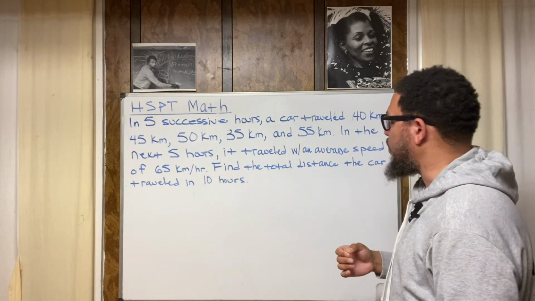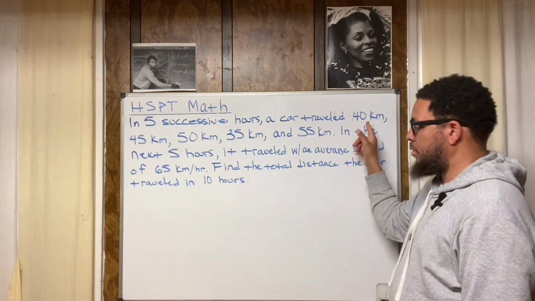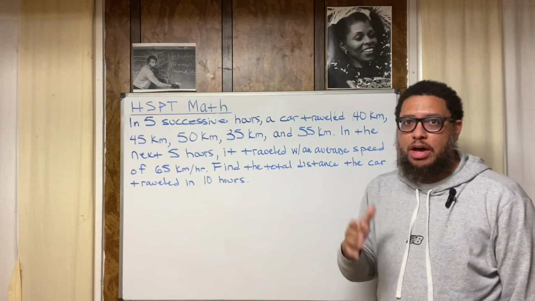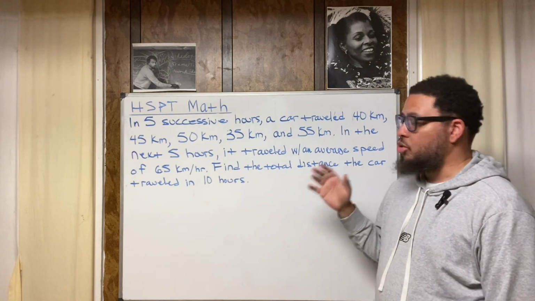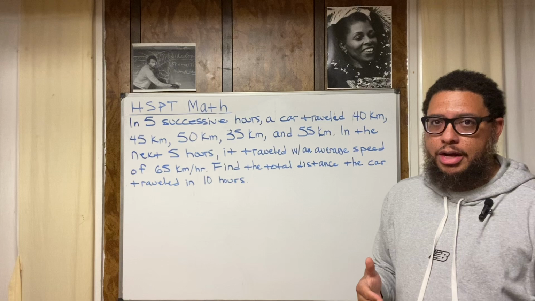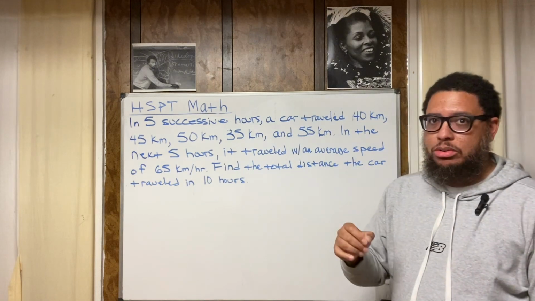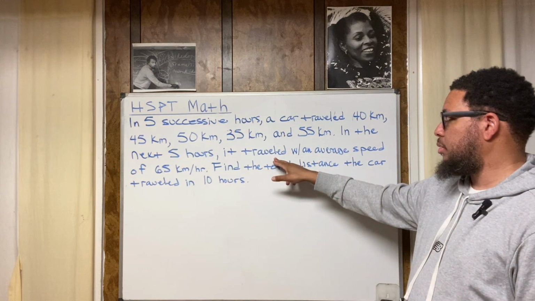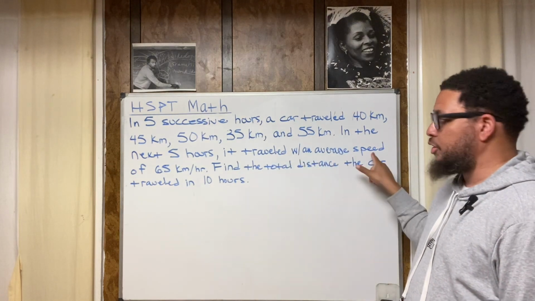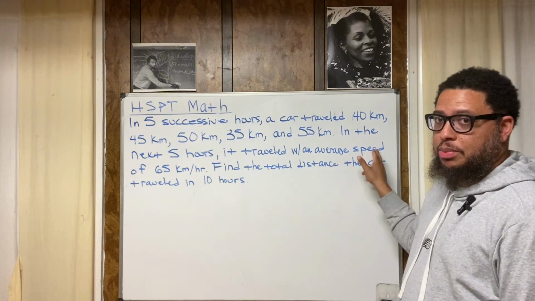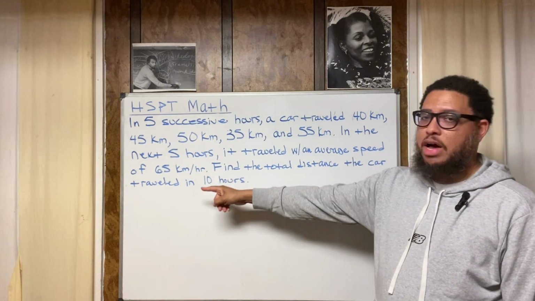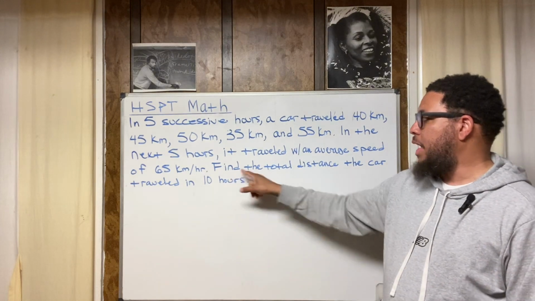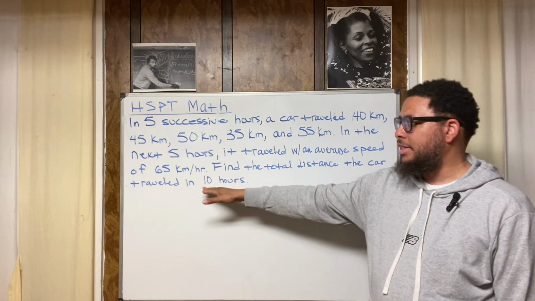In 5 successive hours, a car traveled 40 kilometers, 45 kilometers, 50 kilometers, 35 kilometers, and 55 kilometers. So also keep in mind that the units being used are metric units, right? We're not using the British system, not miles, but kilometers, all right? In the next 5 hours, the same car traveled with an average speed, that's an important term, average speed of 65 kilometers per hour. Find the total distance the car traveled in 10 hours.